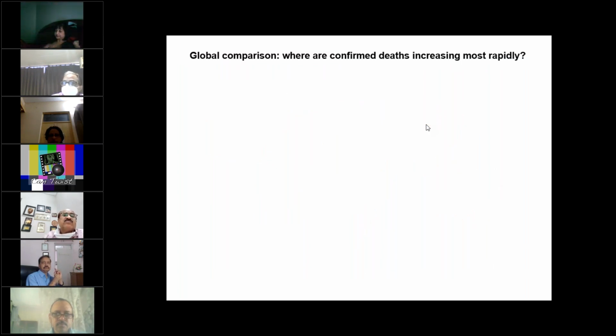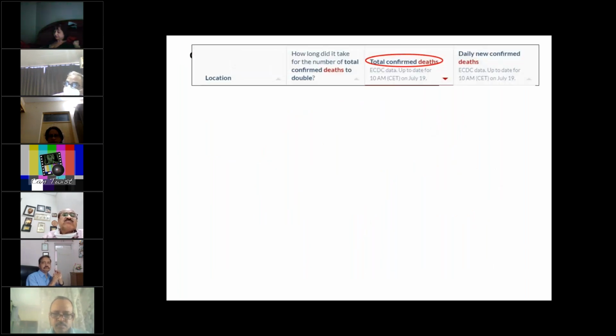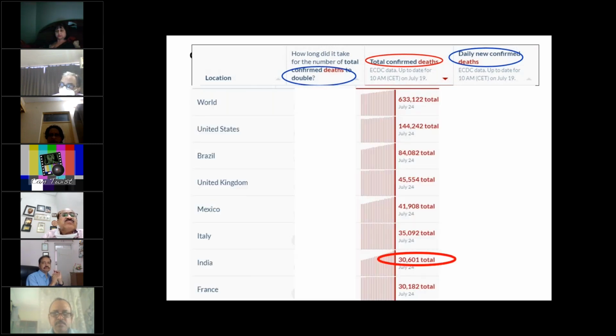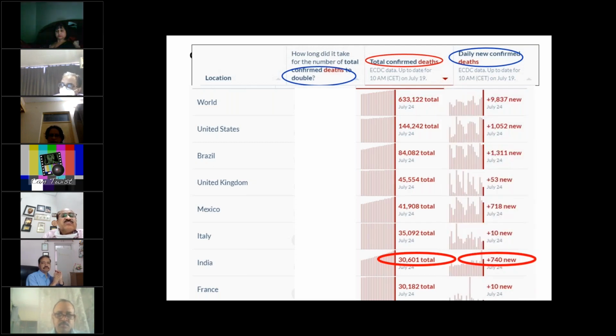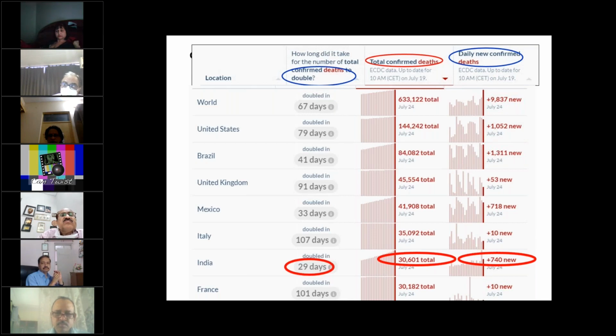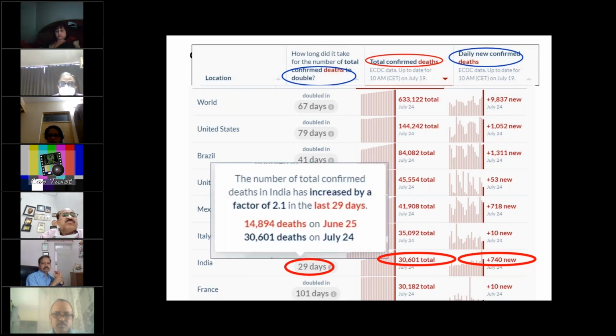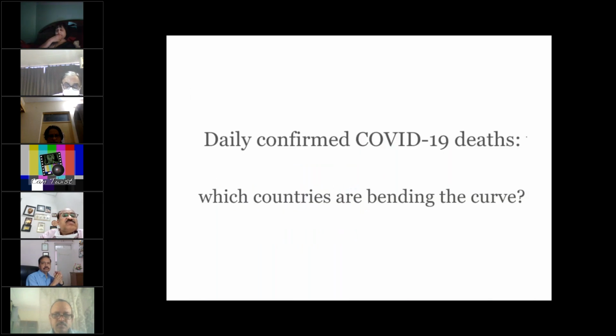This is important. Where are the confirmed death rates increasing? So the middle column is the total deaths, on the right is the new deaths, and on the left is the doubling rate. If we look at India, as of yesterday, 30,000 odd deaths. New deaths, we are rapidly increasing, and doubling rate, if you see, we are amongst probably the top, 29 days. So 15,000 deaths on June 25, nearly doubling in the last 29 days. So that is again sobering data.